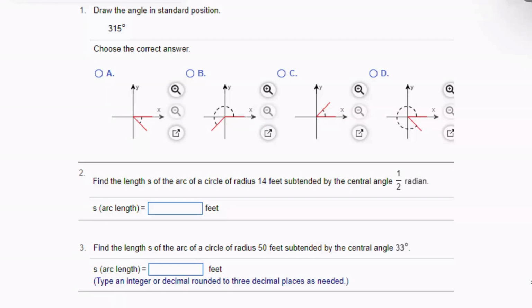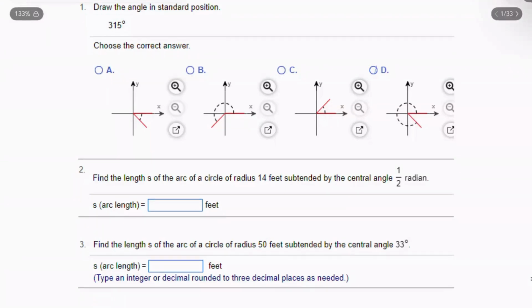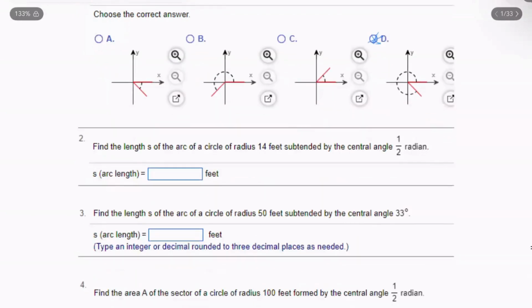The first question is to draw the angle in standard position. You have 315 degrees. When you look at this 315 degrees, obviously it should be in D. Why D? Because from here to here, it is 180, and this is 270, and you need a little bit more than that to have 315 degrees.